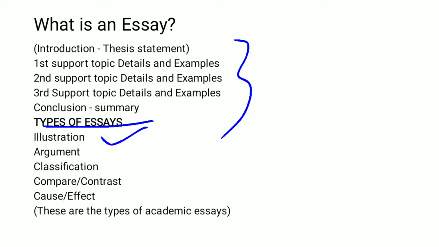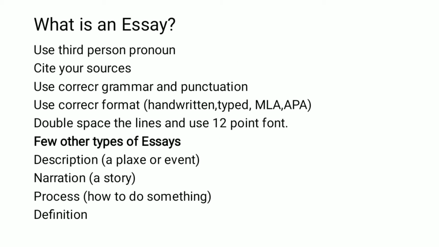There are several other types that are a little bit different, and I will talk about those in a minute. Here are a few other things to remember when you write an academic essay. All of the essay types we have mentioned so far use third person pronouns. Third person pronouns refer to other people like he, she, they, him, her, and so on. Other people means not you and not I.